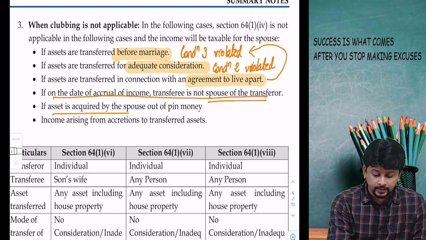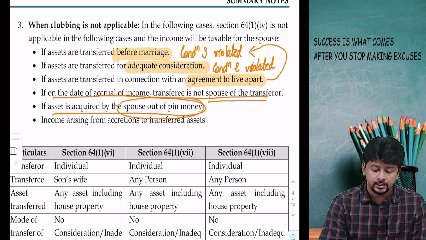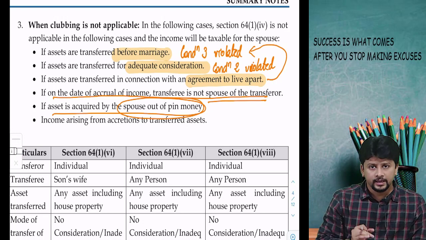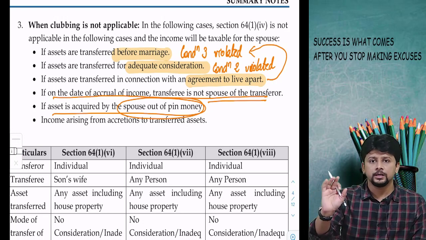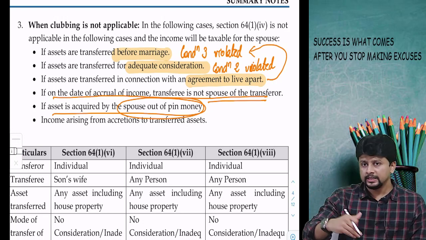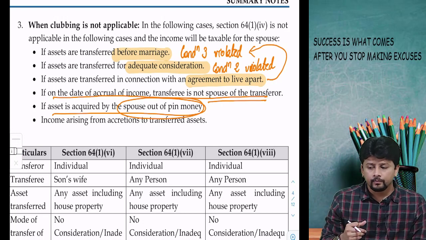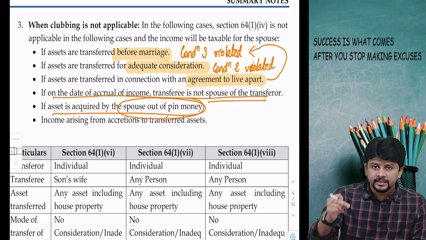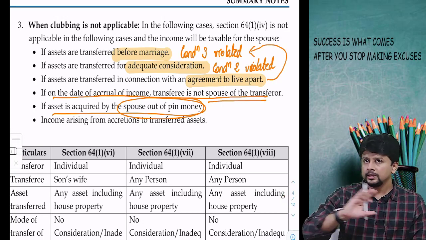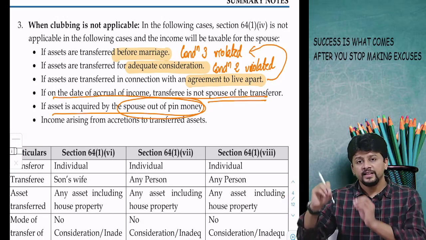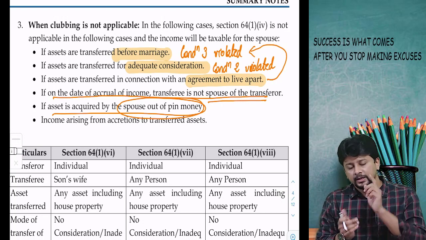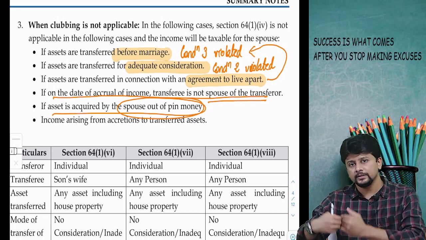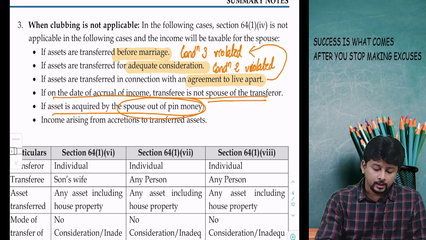If an asset is acquired by the spouse out of pin money, that is, the husband giving a certain amount to the wife for the wife's personal household expenses, now that is not an asset gifted. If a part of that pin money is saved and from that savings an asset is acquired, there will never be any clubbing when that asset generates income. That income will be taxable for the spouse only. It is the spouse's own savings which is generating income.